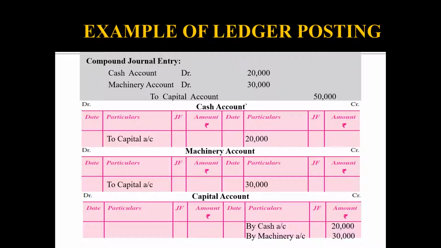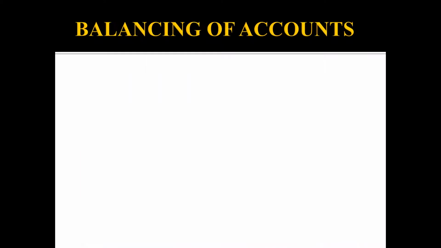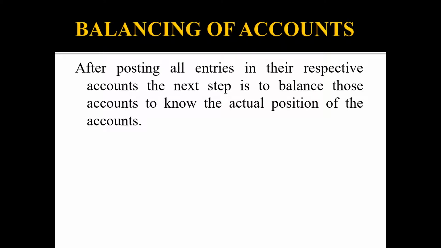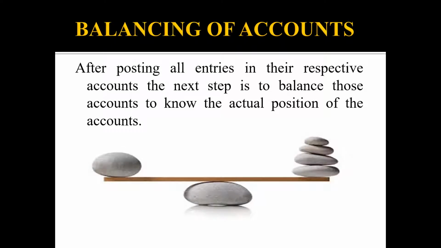Now, in the ledger, the important task is balancing of accounts. After posting all entries in their respective accounts, the next step is to balance those accounts to know the actual position of the accounts. After balancing the accounts, we will be able to know the balance of an account in the shape of debit or credit. It ascertains the net position of a ledger account.